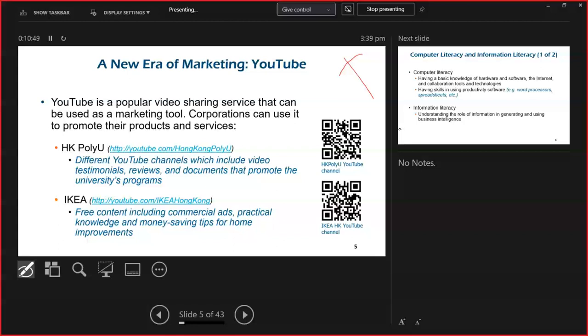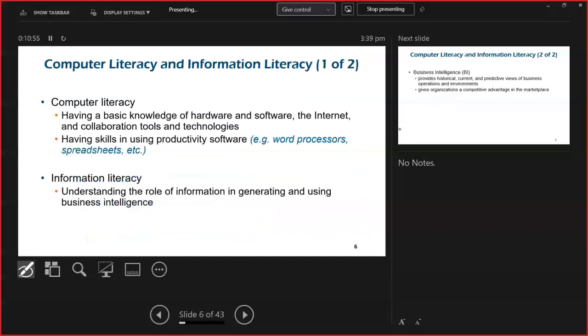IKEA use it also for advertising. But as I said before, this is just two examples that we let you take a look. Now, here comes the term to measure how good you are in computer use and how good a company uses IT so that it runs smoothly, so that it would be able to produce more and work faster.